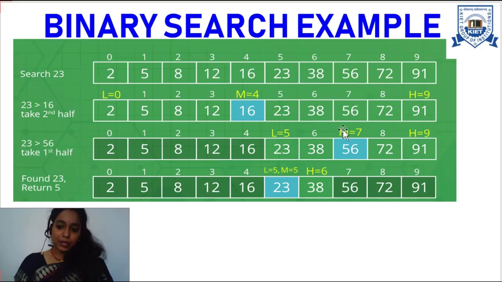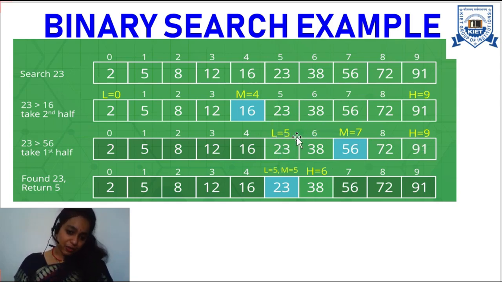We find the middle value, 5 plus 9 by 2. It is what? 5 plus 9, 14. 14 by 2, 7. So 7 is the middle index value, and the data present at index 7 is 56. We have compared 23 with 56. It does not match. Now we are comparing whether 23 is greater than 56. No, it is not greater than. It is less than 56. Then it means it must be present in this left sub part of the array.